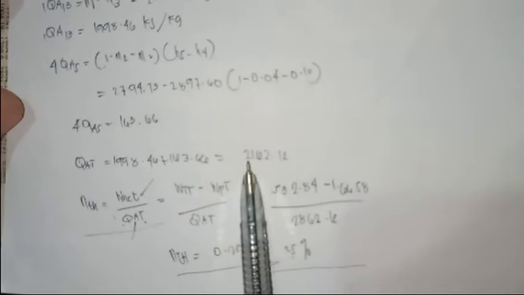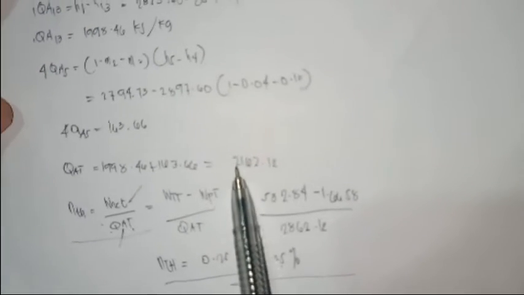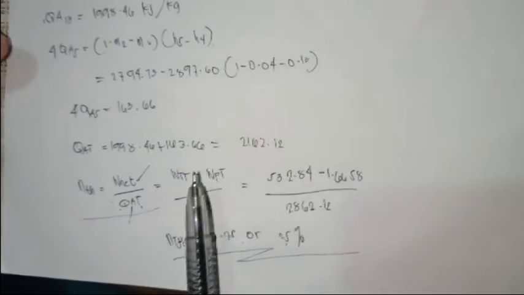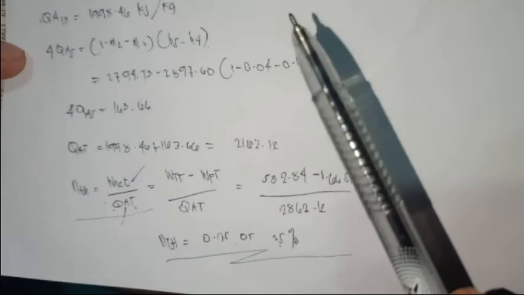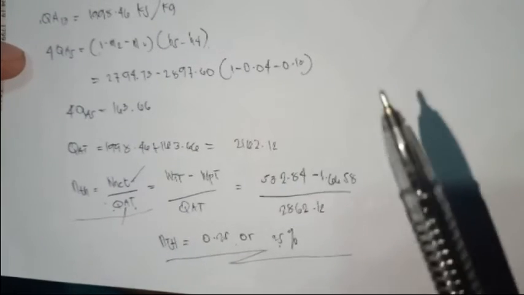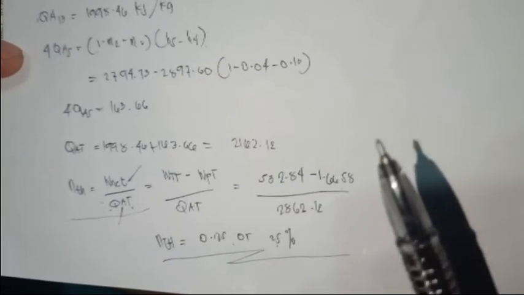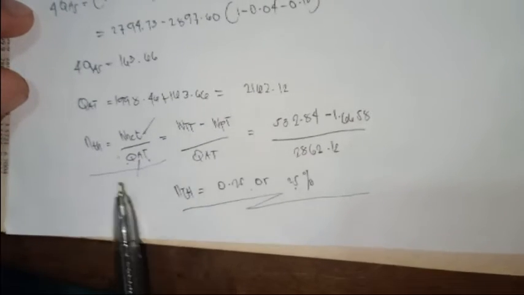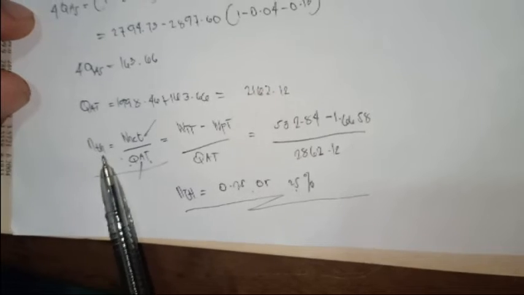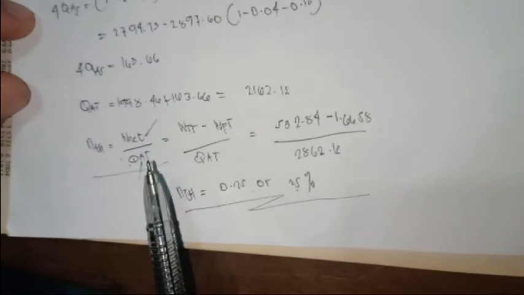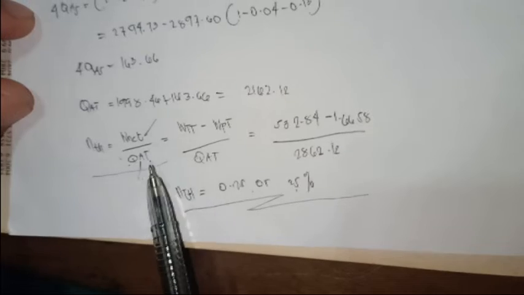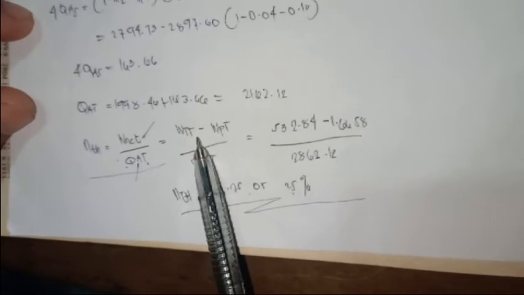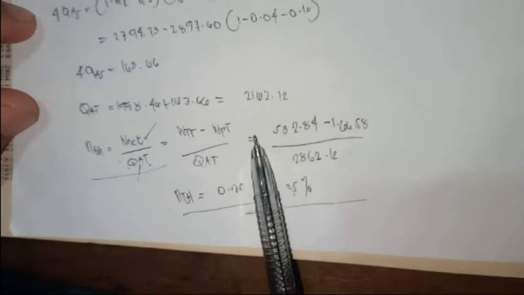Then to get the value of the total heat added, let's add all the heat added. So we can get the value, which is 2162.12. Using this value, since we already have the work net, we can get the efficiency using the formula NTH is equal to work net over the heat added total. Work net is equal to work turbine total minus the work pump total.